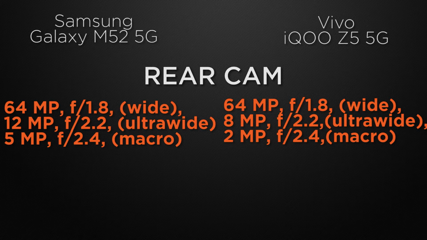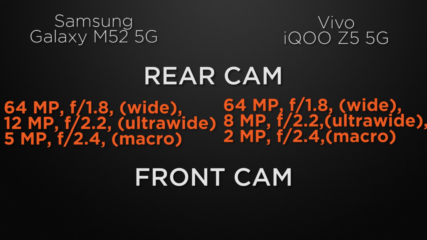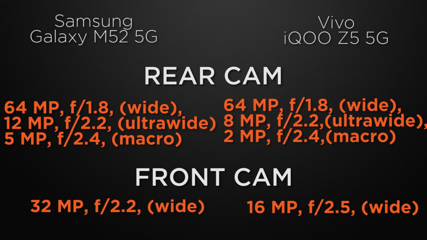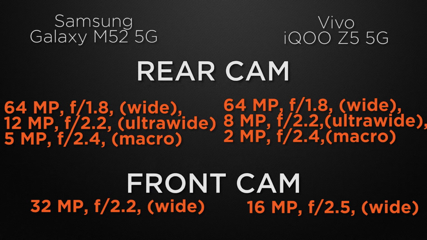So the winner here is the M52 because it has a 12 megapixel ultra wide camera which can take high resolution ultra wide shots. And about the front camera of the devices, the M52 has a 32 megapixel wide camera, whereas the Z5 has a 16 megapixel wide camera. So the winner here is the M52 because it can take high resolution selfies.